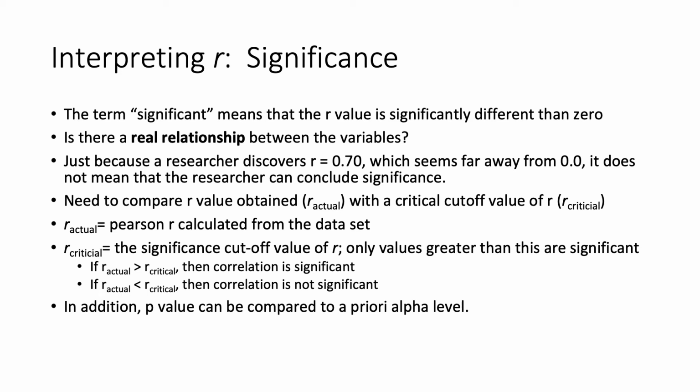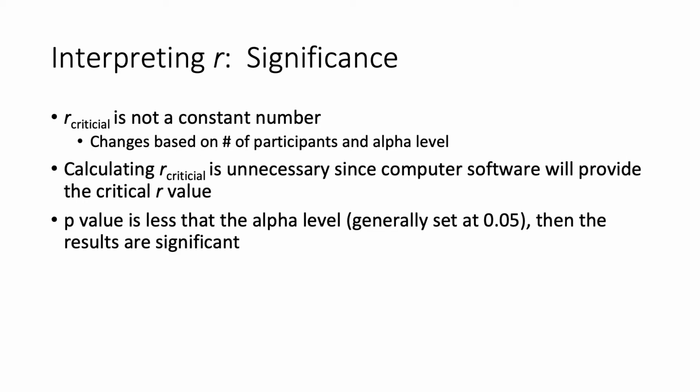You can also use the p-value to determine significance. Remember that generally the alpha level is set at 0.05, but you can also set it at 0.01 or 0.001. One thing with R critical is that it is not a constant number and it changes based on the number of participants in a study and the alpha level chosen before the study. So calculating R critical is unnecessary since computer software will provide the critical R value for you. When using the p-value, if your p-value is less than the alpha level, then the results are significant.